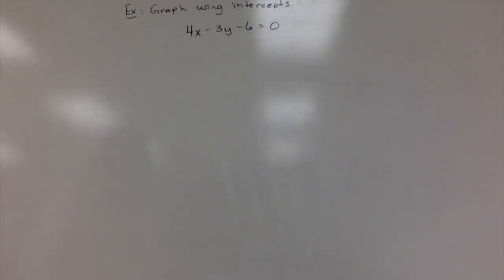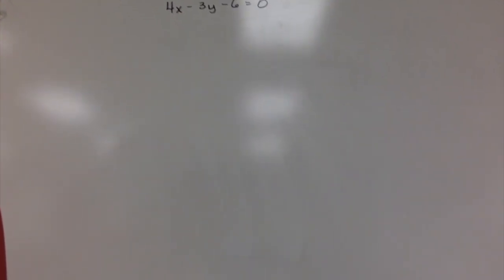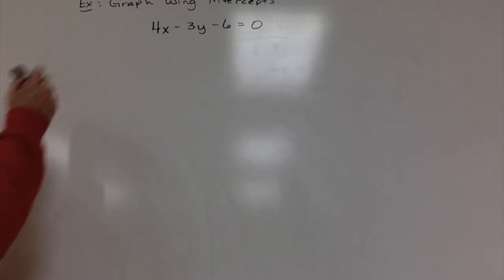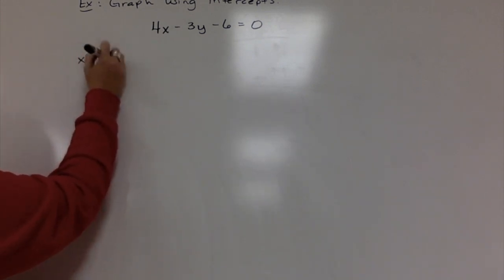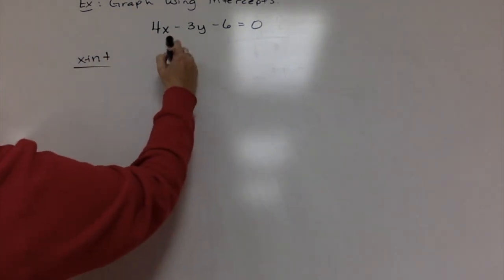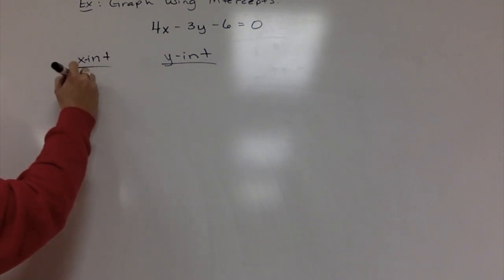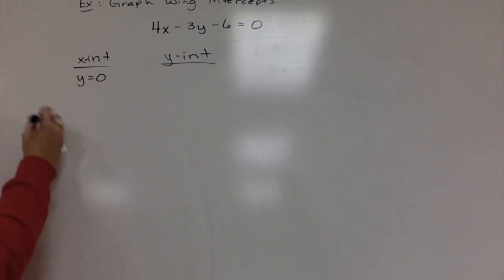Graph using intercepts. So we have this equation, 4x minus 3y minus 6 equals 0. This is in general form. I think I just said standard form, but this book calls it general form, so that's what we'll call it. So I'm going to find the x-intercept, and I'm going to find the y-intercept, and I'll usually label those. To find the x-intercept, I'm going to make y 0.